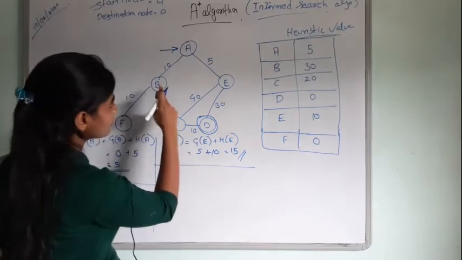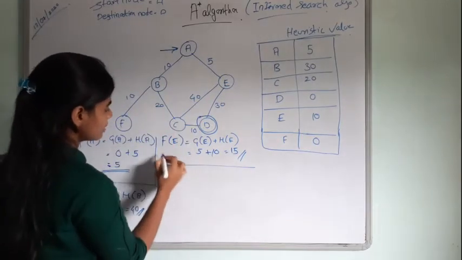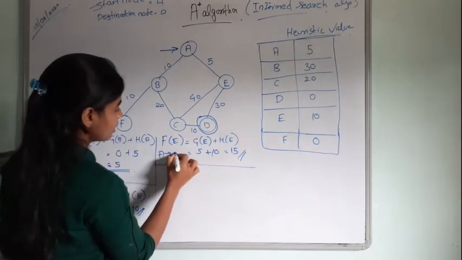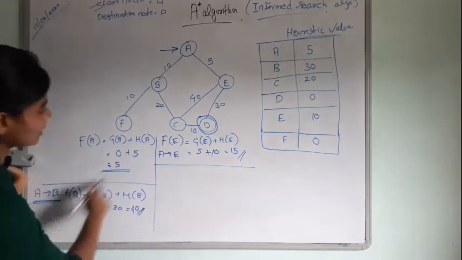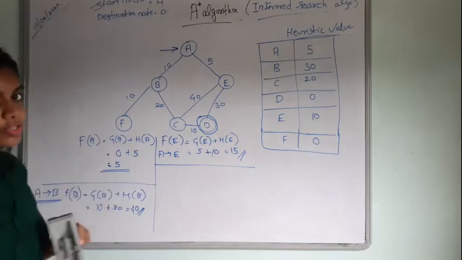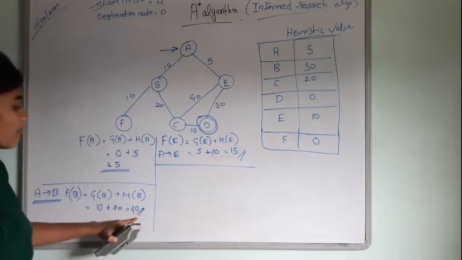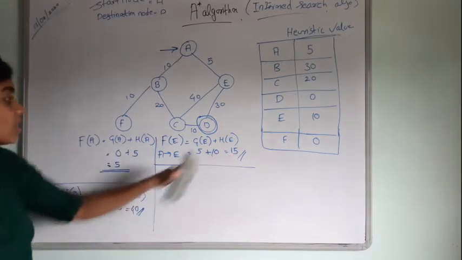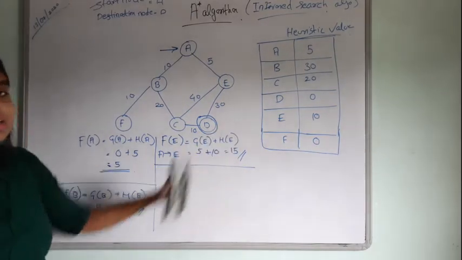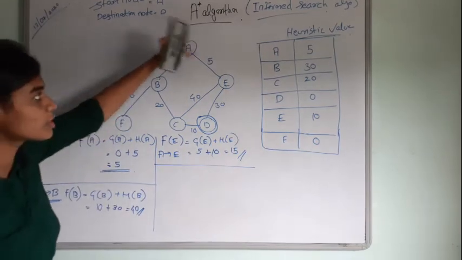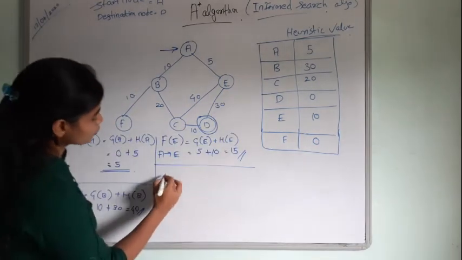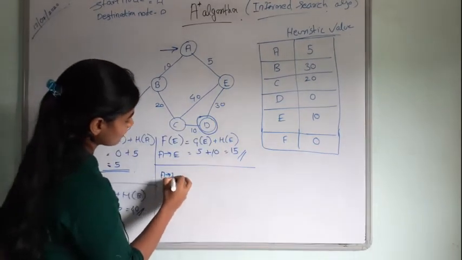Now F of B over F of E over. Okay, A to B, A to E. Which of these is the cheapest path node, the lowest path node? That is 40 and 15. In this list, 15 is the least. So we will move further from A to E.